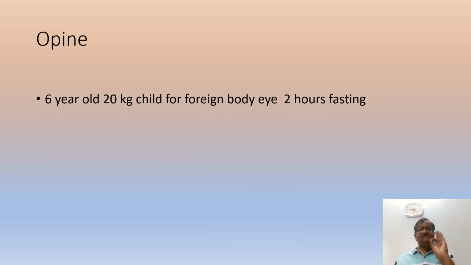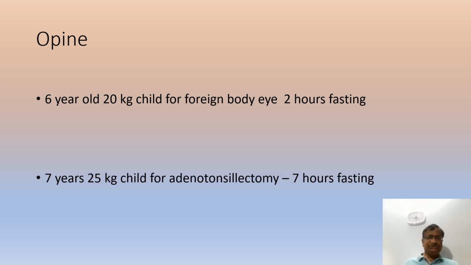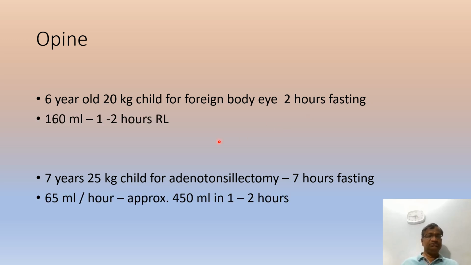A 6-year-old 20 kg child for a foreign body eye, 2 hours fasting. 2 hours fasting is fine. Then a 7-year-old 25 kg for adenotonsillectomy, 7 hours fasting. First the 6-year-old 20 kg, 2 hours fasting: 160 ml, 1 to 2 hours oral. That's enough. Now here, 25 kg, 65 ml per hour. 7 hours fasting is around 400 to 450 ml. That should be given in 1 to 2 hours, either saline or 1% dextrose saline. How to make 1% glucose saline? To 100 ml saline or 100 ml oral fluid, add 4 ml of 25% dextrose.